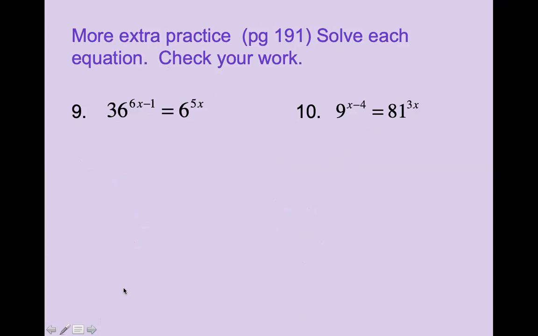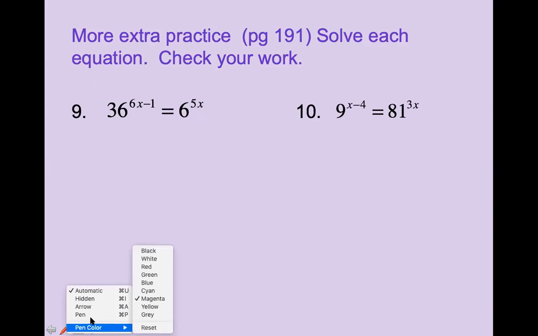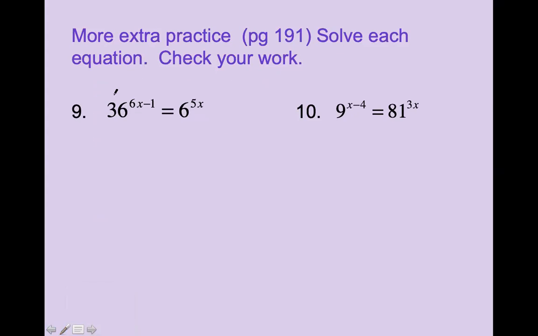All right, so we have some more extra practice. Solve each equation and check your work. All right, so let's look at number 9. If I look at the right, I've got a base of 6. So I want to know, can I write 36 with a base of 6? Let's see. 36, we have 6 times 6 is certainly equal to 36. All right, so this number right here is 6 to the 2nd power.